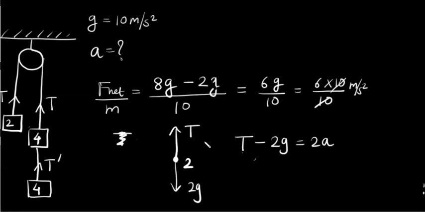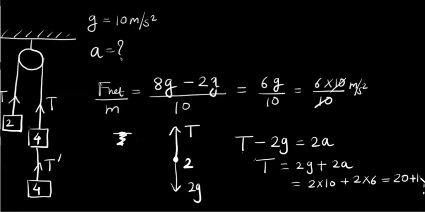Why T minus 2g? Because T is in the upward direction, 2g is in the downward direction, and the mass of 2 kg is going upwards. So T is equal to 2 times g plus 2 times a. But a is 6 and g is 10. So it will be 2 into 10 plus 2 into 6. That is 20 plus 12, that is 32 Newton. So the tension in this string is 32 Newton.